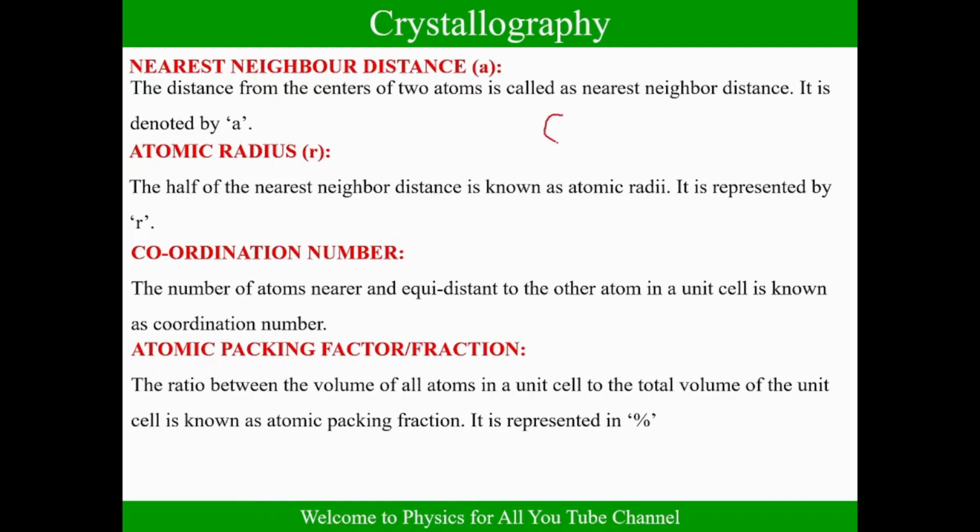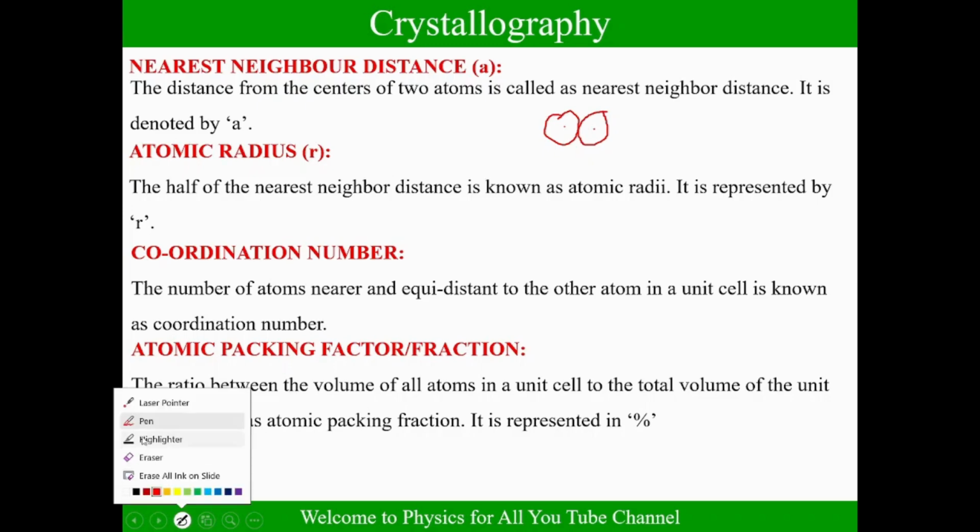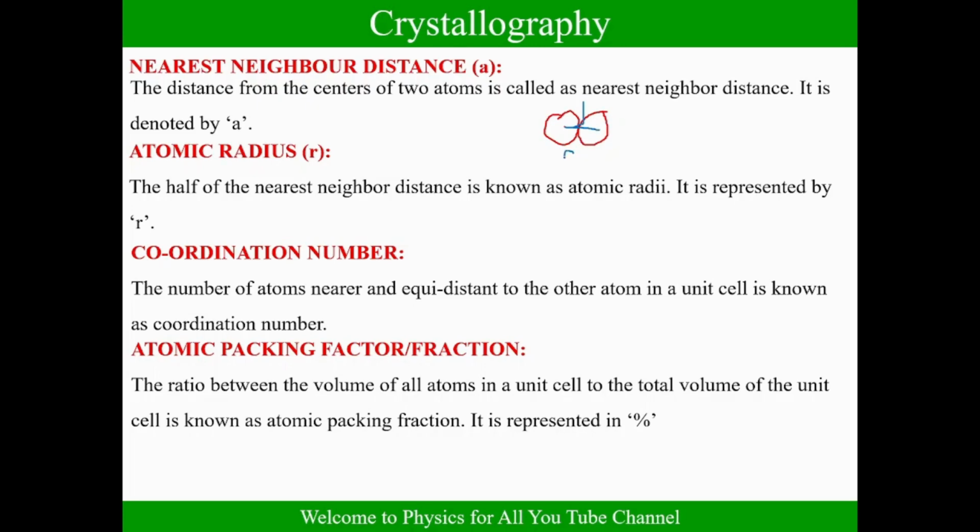Now, consider one atom, and now another atom. This is the center of the first atom, and this is the center of the second atom. The first atom and second atom are very close to each other. So, the distance from the center of the first atom to the center of the second atom is represented by the nearest neighbor distance, denoted by small letter a. Here r is the radius of the first atom and r is the radius of the second atom. The nearest neighbor distance can be calculated using a is equal to r plus r, that is equal to 2r. So this is the nearest neighbor distance.